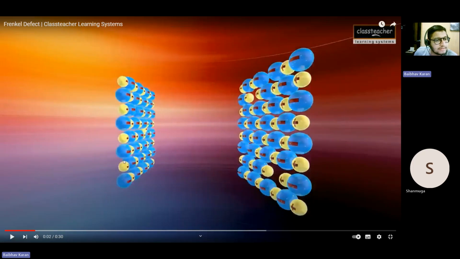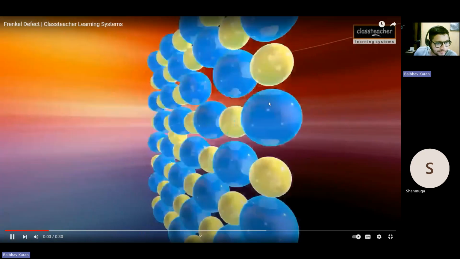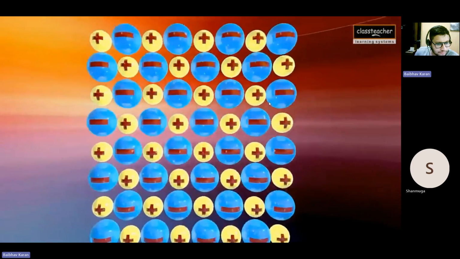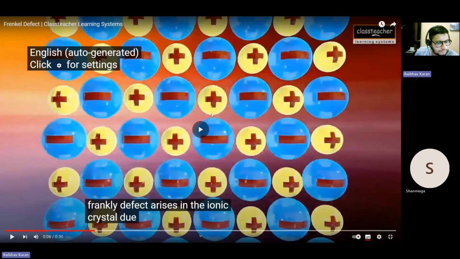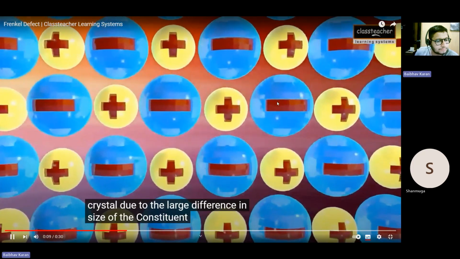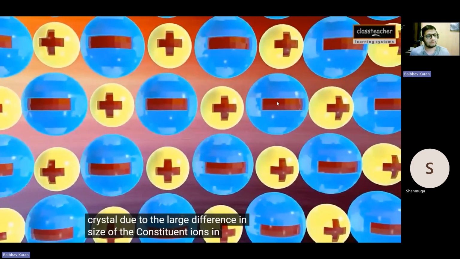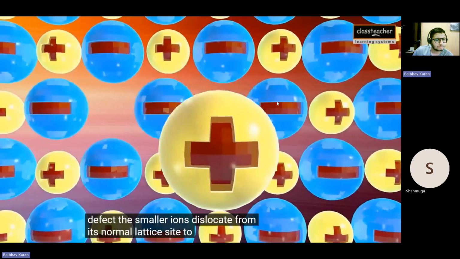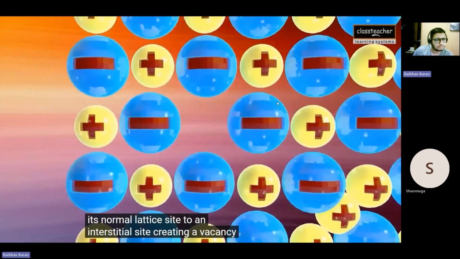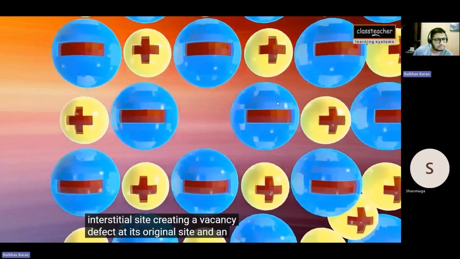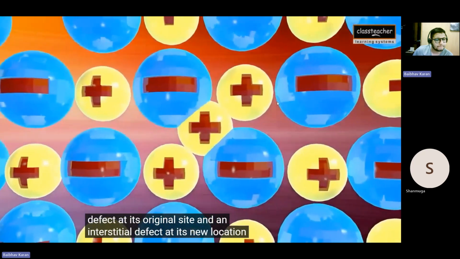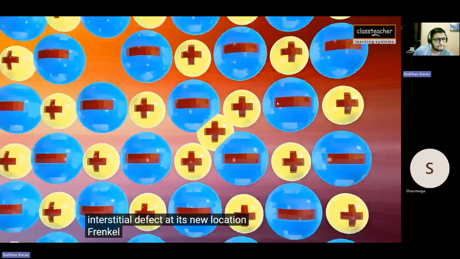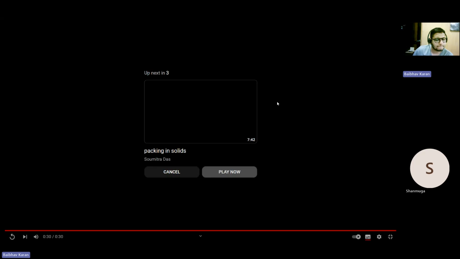These are the crystal lattices, ionic crystal lattices containing positive and negative ions, as you can see here. Frenkel defect arises in the ionic crystal due to the large difference in size of the constituent ions. In such defect, the smaller ions dislocate from its normal lattice site to an interstitial site, creating a vacancy defect at its original site and an interstitial defect at its new location. Frenkel defect is also called dislocation defect.